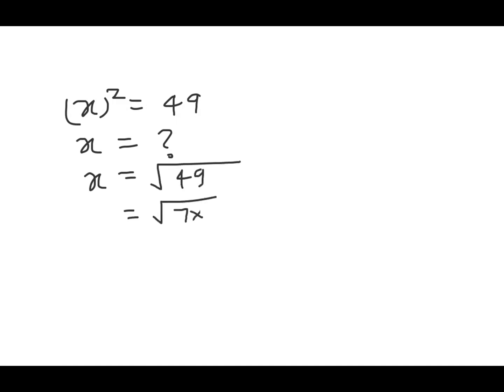x square equals 49. What is x over here? Find this. 7. It is 7. So what we did, we basically did this. 49 can be written like this, 7 multiplied by 7. 7 multiplied by 7 is 49. Now when we get this value out of the square root, it can be simply written like this, 7.